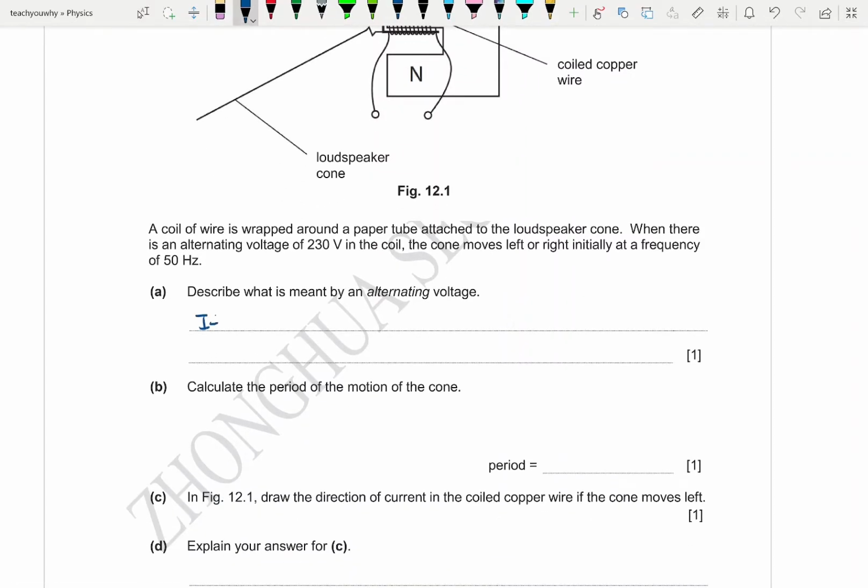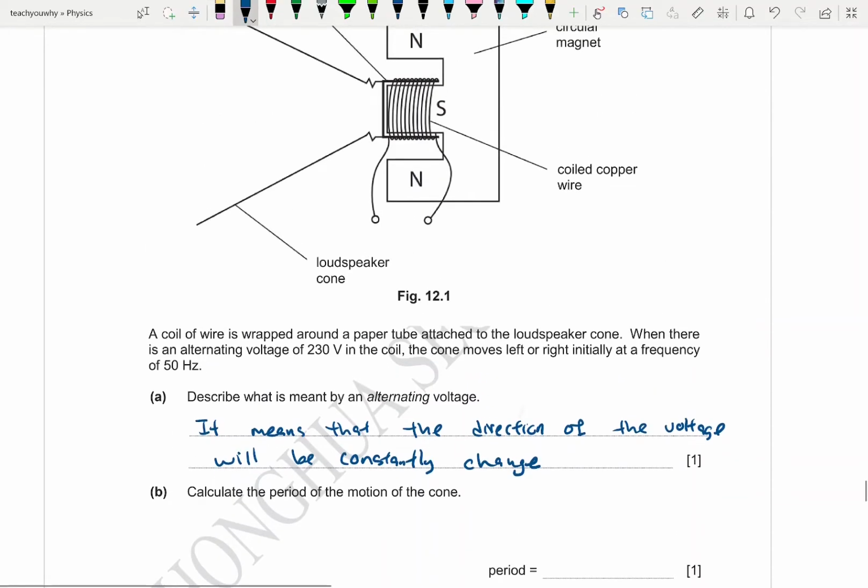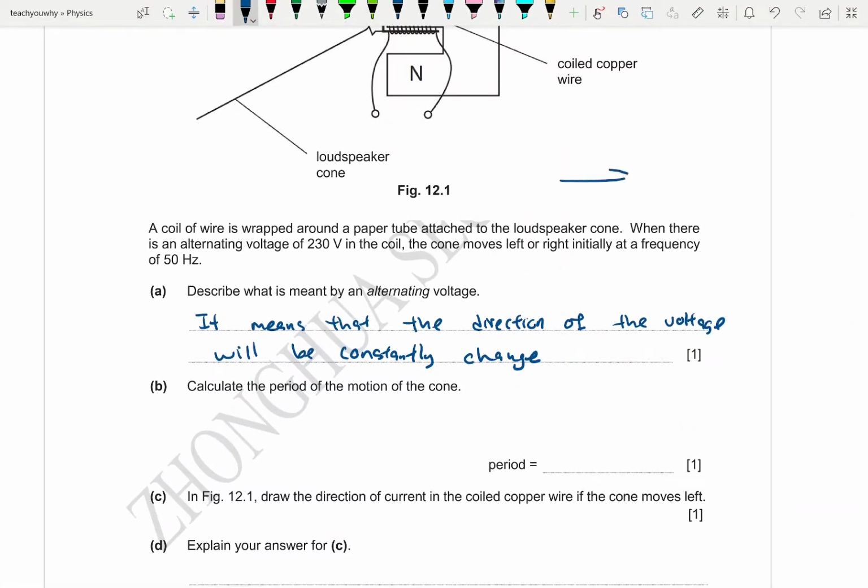Okay, so alternating voltage means that the direction of the voltage will be constantly changing. So maybe you can go here 230 volts and then suddenly it can rotate backwards to 30 volts.